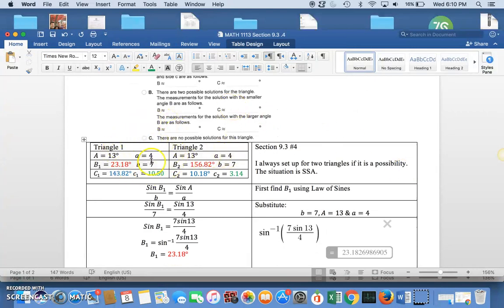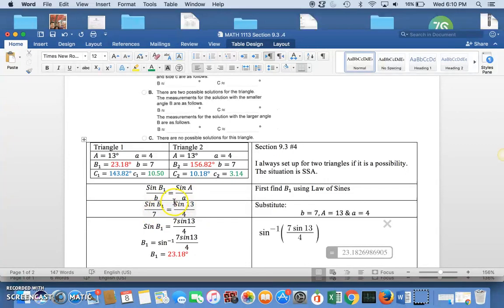Okay, concentrate on triangle 1 initially. You had angle A, side A, and side B. You can find angle B. So this is the setup: sine of B to little b, sine of A to little a. Substitute in. You are looking for B.